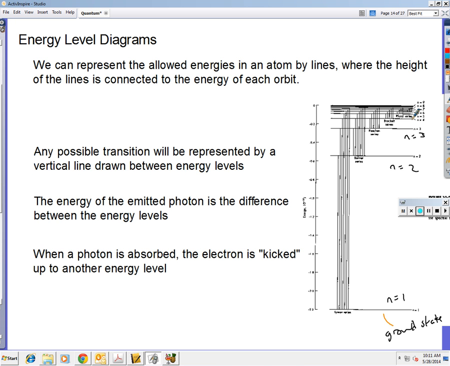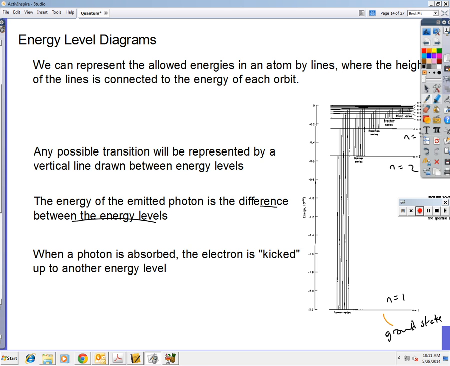Any possible transition is represented by a vertical line drawn between the energy levels, and the energy of the emitted photon, or the absorbed photon, is the difference between the energy levels. It's how much energy the electron gained or lost. When a photon is absorbed, the electron is kicked up to another energy level. If a photon is emitted, the electron drops to a lower energy level.